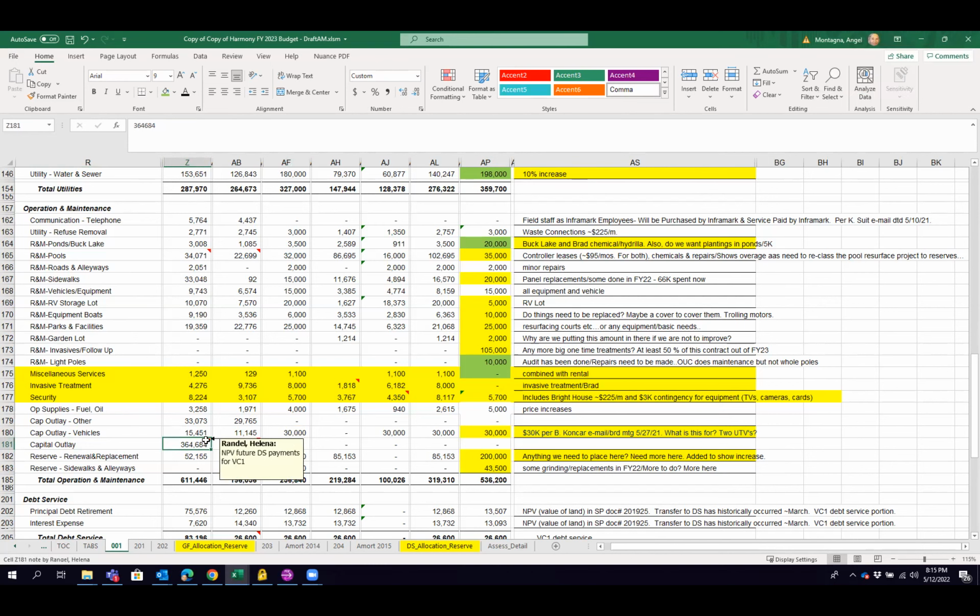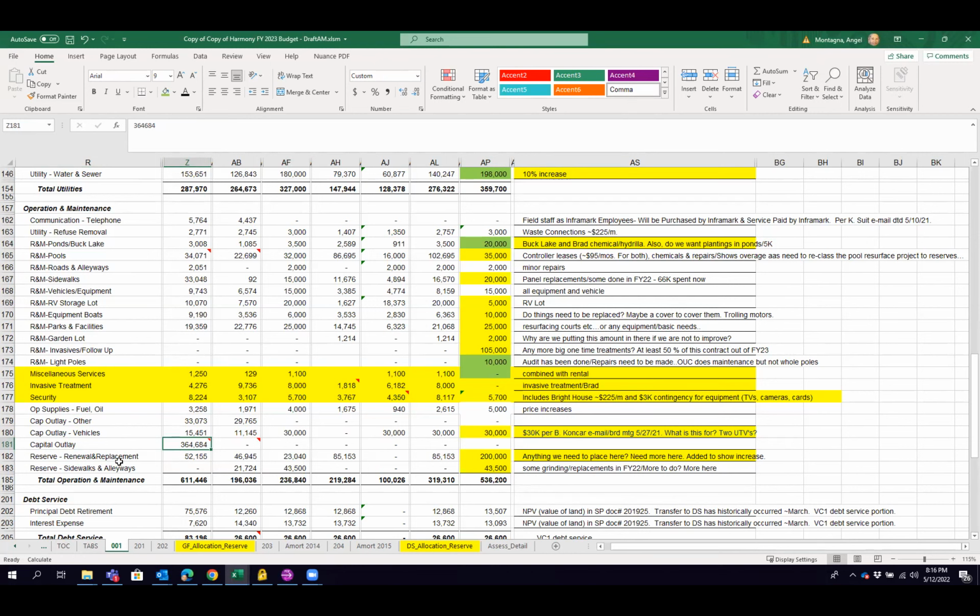MPV future debt service payments for VC1. Oh, that was a placeholder to show that we were not getting any more debt service from VC1 since the CDD accepted it. That is exactly what the note says. So that's why that's not there.